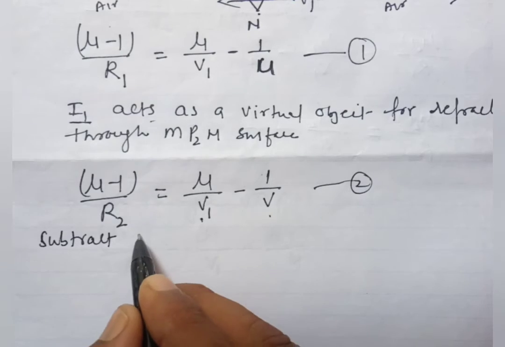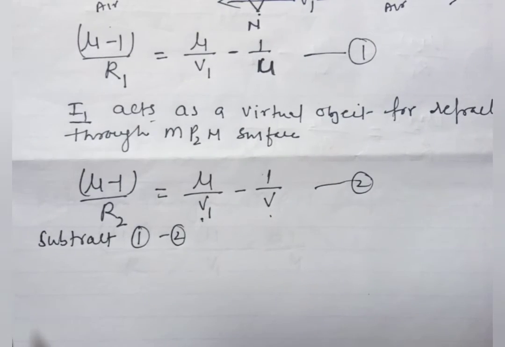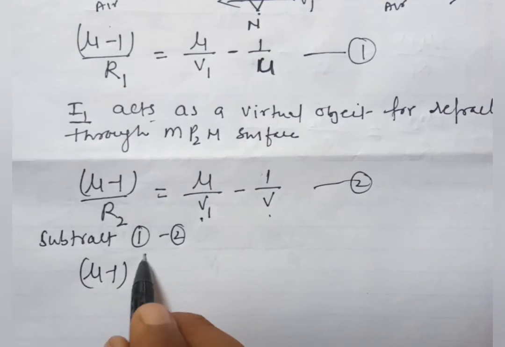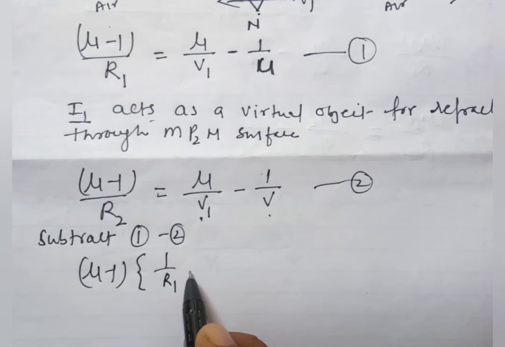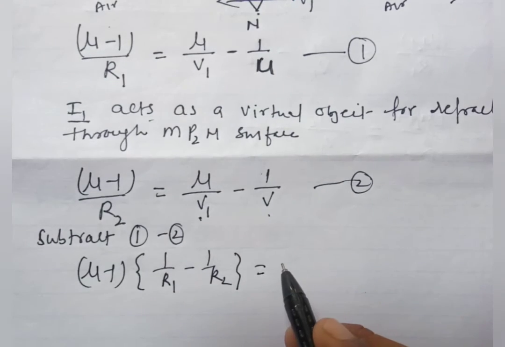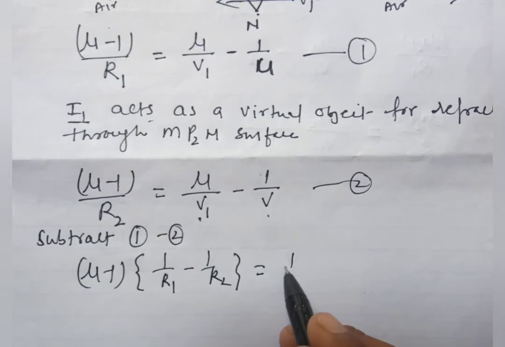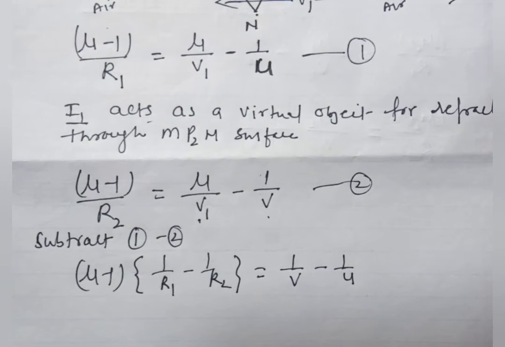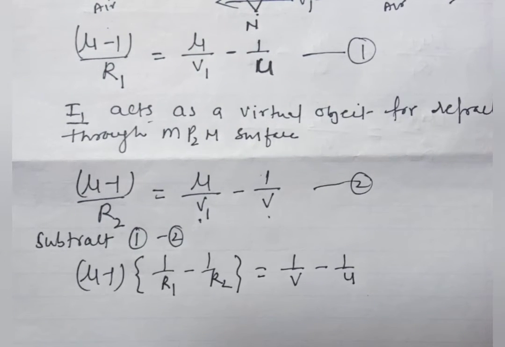Subtract the two equations. Mu minus 1 is a common quantity: mu minus 1 times 1 upon R1 minus 1 upon R2 is equal to, these two terms will cancel out, 1 upon v minus 1 upon u.